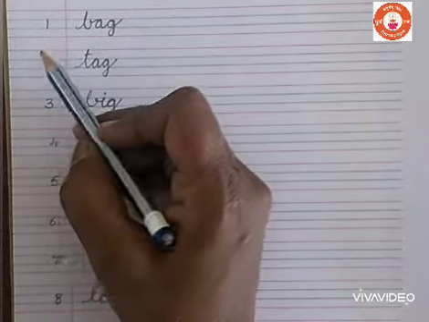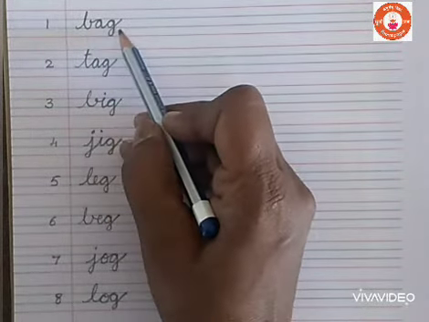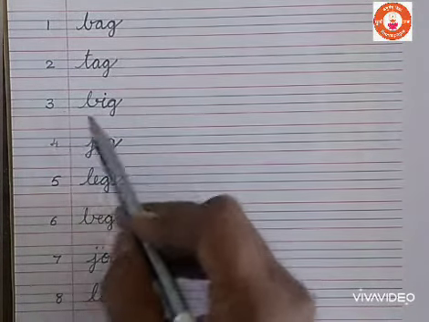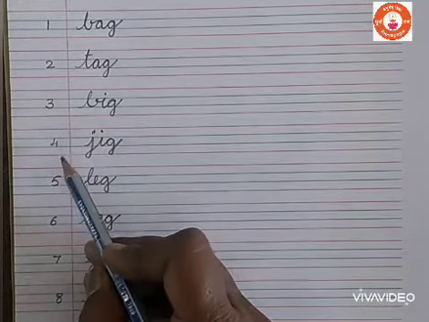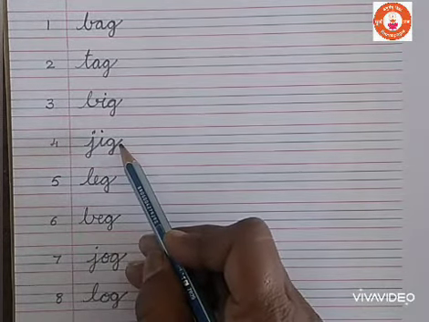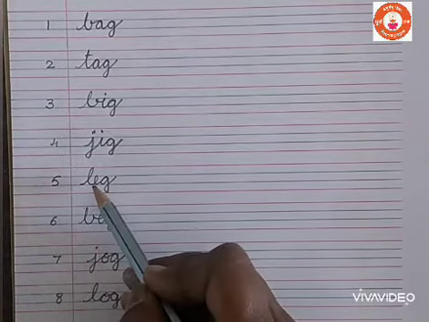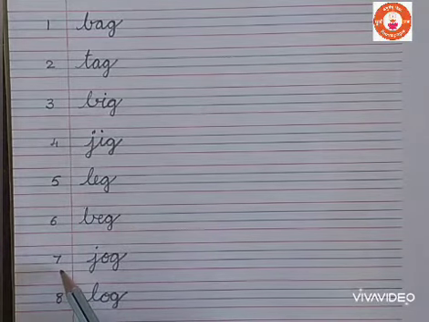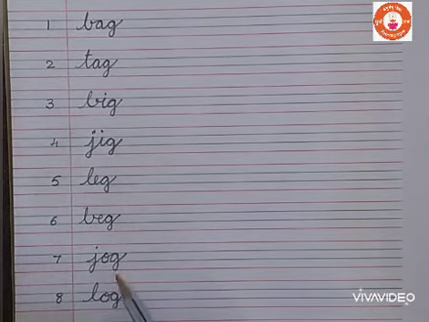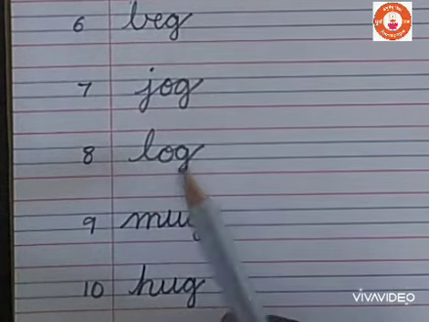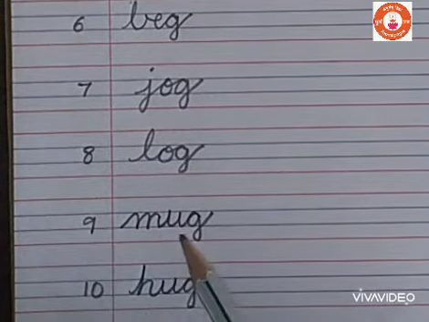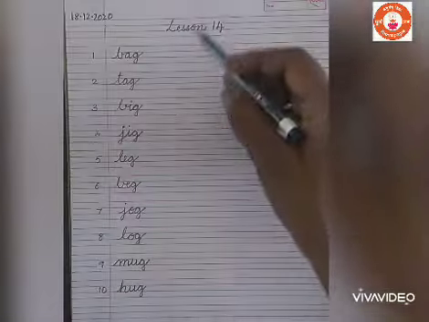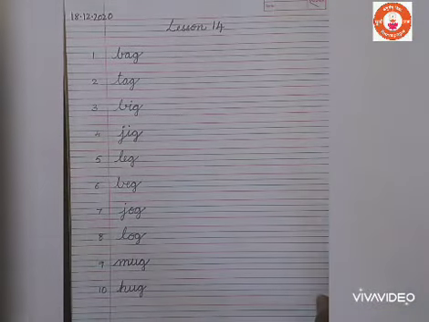Okay. Number 1, b ag bag. Number 2, t ag tag. Number 3, b ig big. Fourth one, j ig jig. Number 5, l egg leg. Number 6, b egg beg. Number 7, j og jog. Number 8, l og log. 9th one, m ug mug. 10th, h ug hug. Write all the 10 words 2 times. Learn and write. Okay, children.